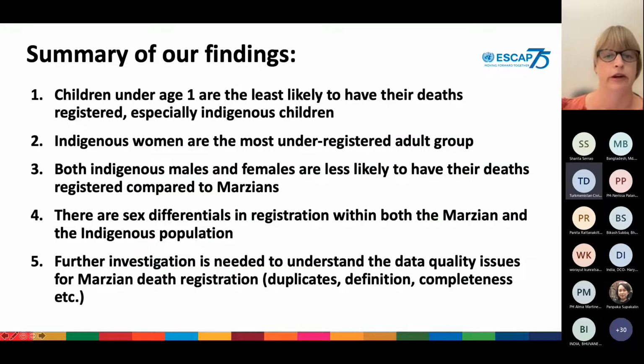So to put that graph into words, the key points that we might want to take away are: children under age 1 are the least likely to have their deaths registered, especially Indigenous children. And Indigenous women are the most underregistered adult group. And both Indigenous males and Indigenous females are less likely to have their deaths registered compared to Marzians. And there are sex differentials in registration within both the Marzian and the Indigenous population. But we do need some further investigation to understand the data quality issues for Marzian death registration.